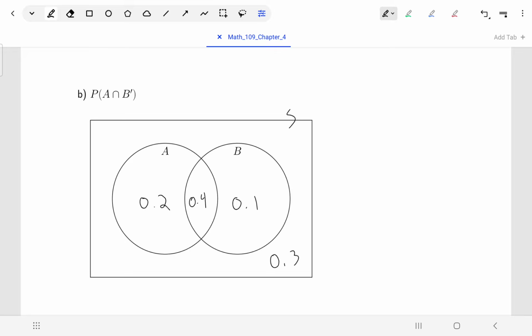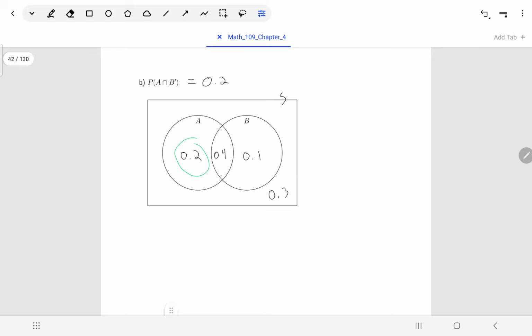Now that I've filled in my Venn diagram, any question I might have, I can just refer to regions on the Venn diagram. We want A intersect B complement, so you need to be inside of A and at the same time not inside of B. So in other words, only inside of A, and those are the 0.2 that we have there. So the probability of being inside of A intersect B complement should just be 0.2.